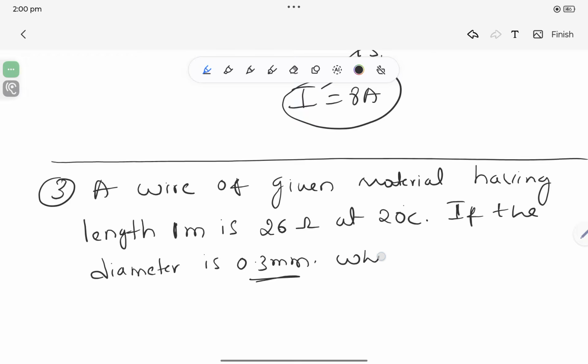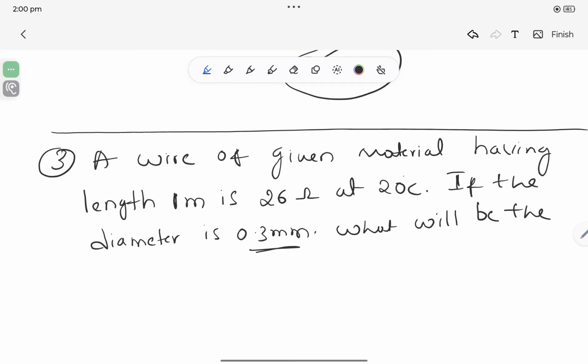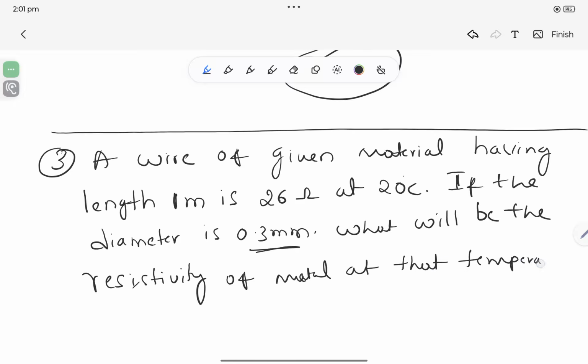What will be the resistivity of the metal at that temperature, meaning the same temperature, using the table?